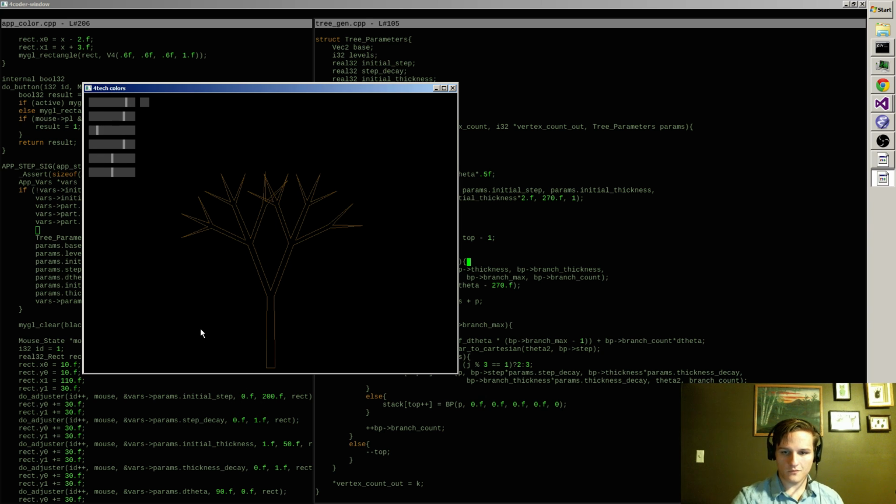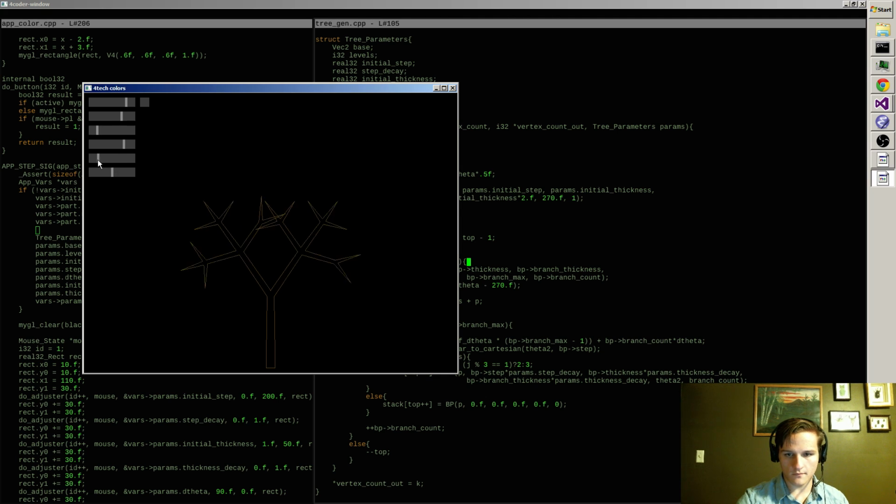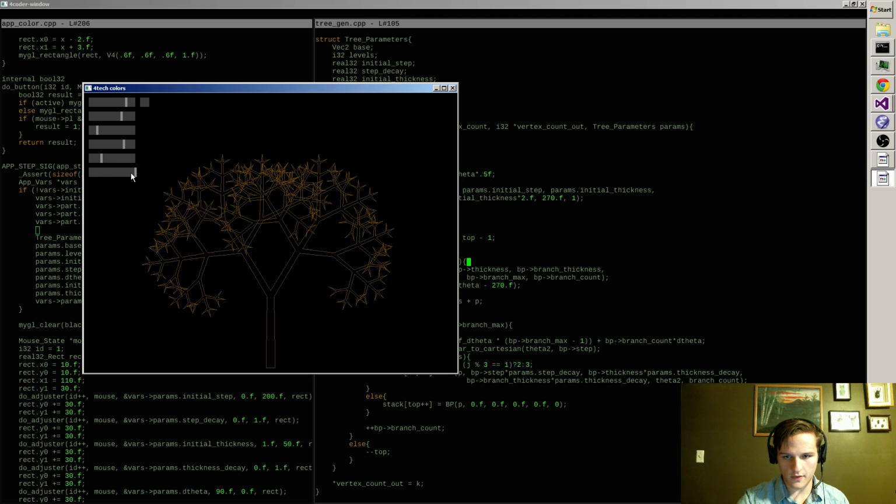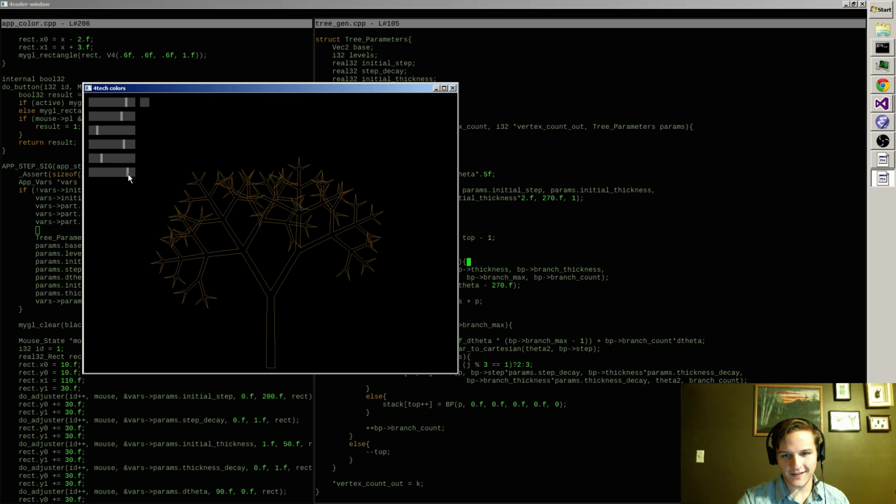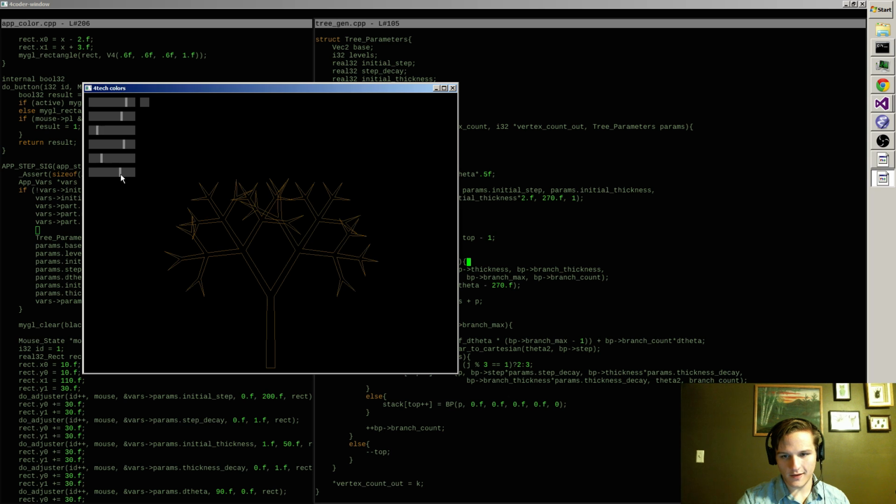Interesting. So that is not a huge amount of difference. Hey, it's starting to get a little bit different. It's not very much different, but it's a little bit different.